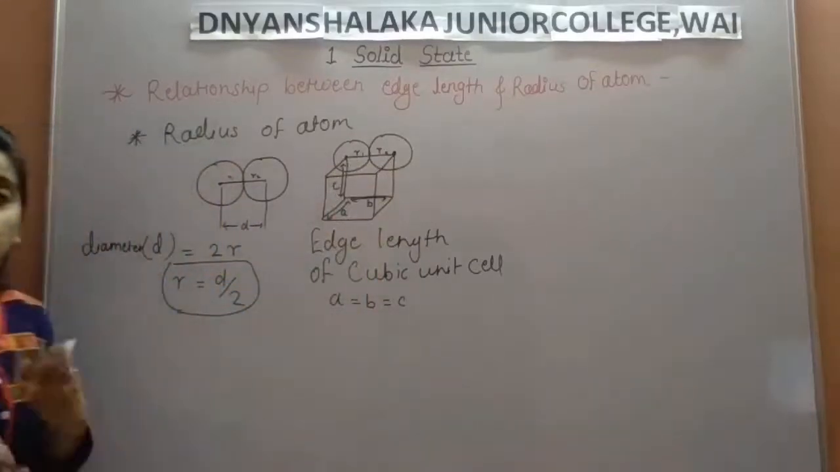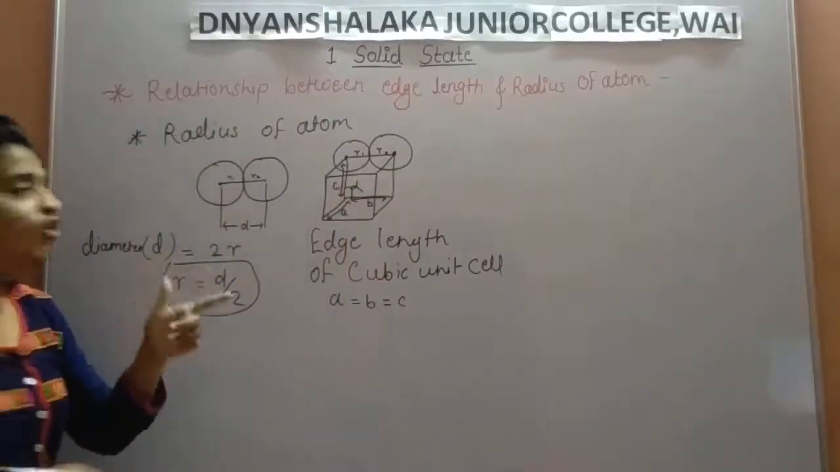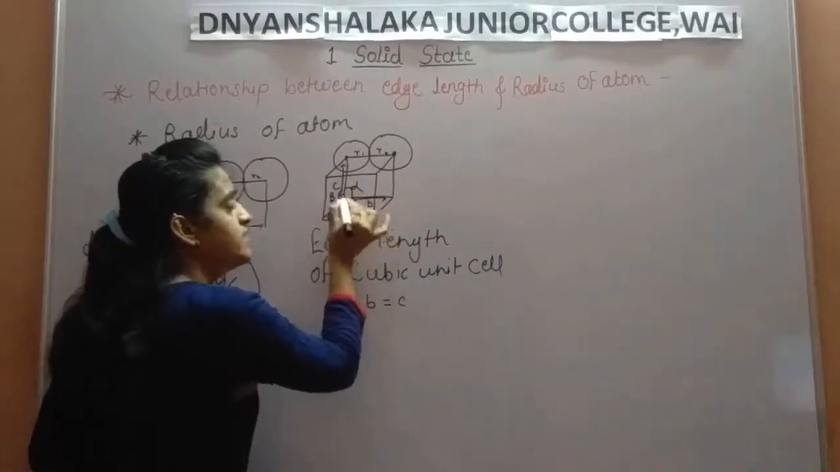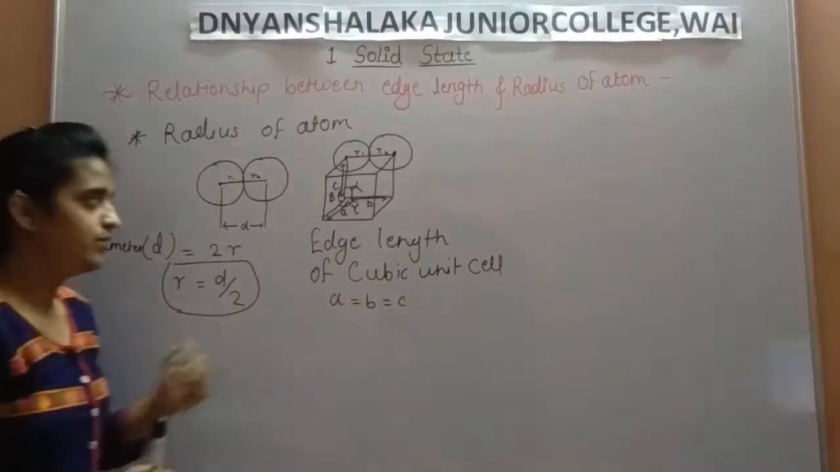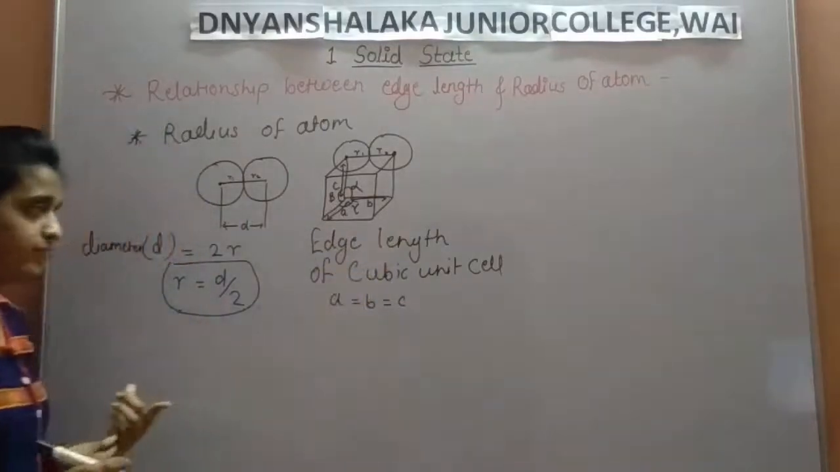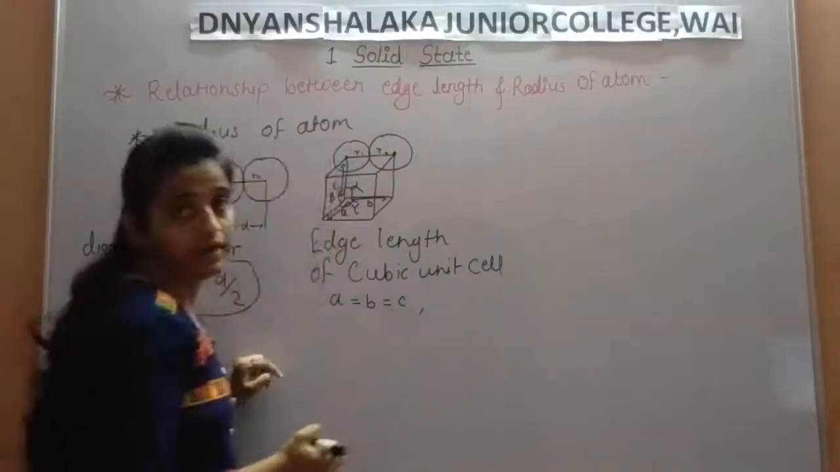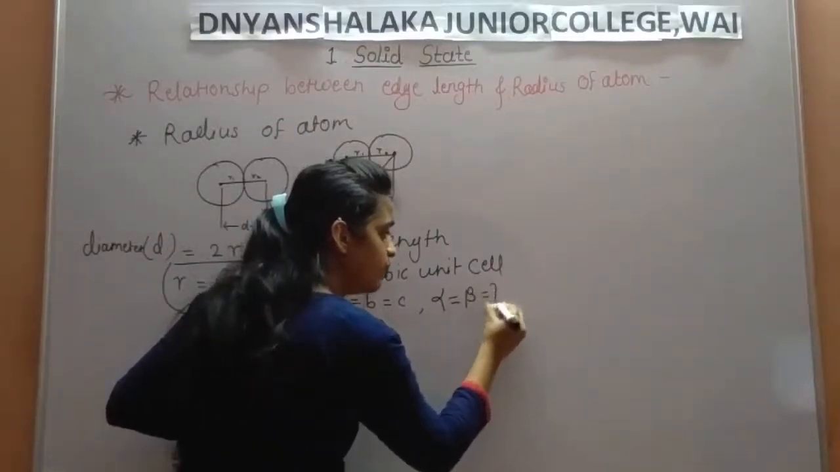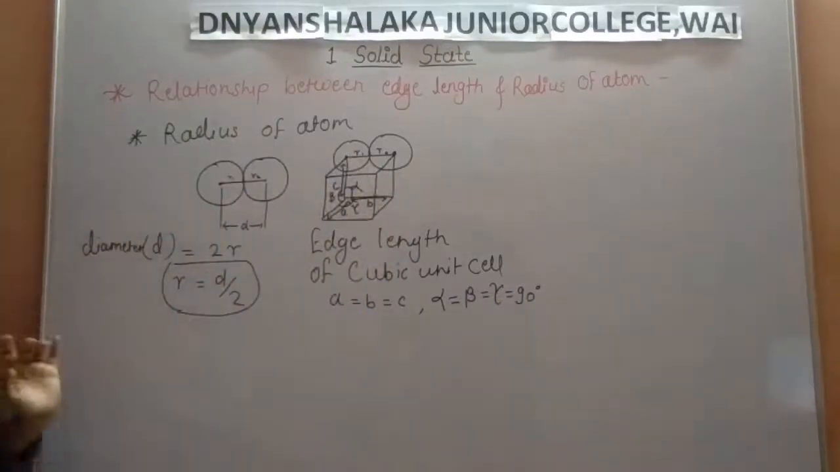The angle opposite to edge length A is called alpha, the angle opposite to edge length B is called beta, and the angle opposite to edge length C is called gamma. So for the cubic unit cell condition, A equals B equals C, and for the axial angles, alpha equals beta equals gamma, and all angles are equal to 90 degrees. This is the cubic unit cell condition.